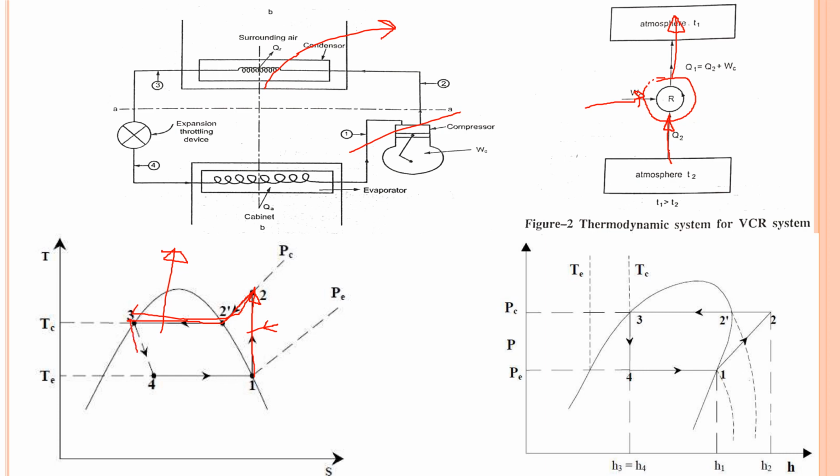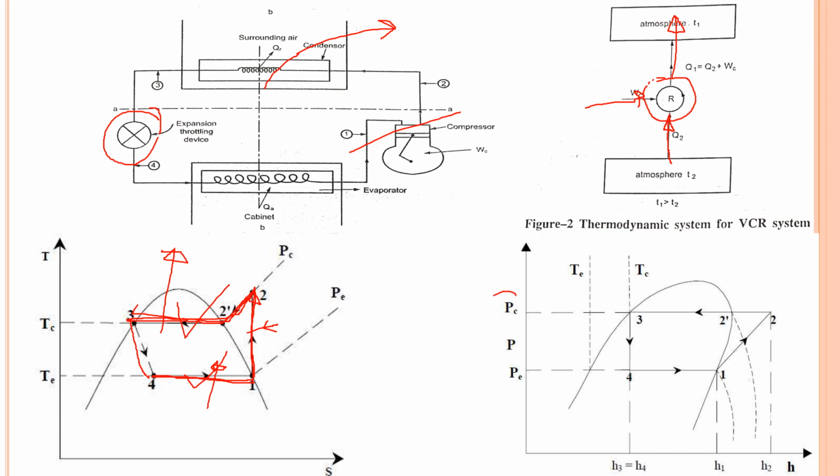3 to 4 is an isenthalpic process that takes place in the expansion device. 4 to 1 is the heat absorption process. Heat is absorbed in the evaporator. So in the 1 to 2 process, you can say a rise in temperature will be there. In 2 to 3, constant temperature heat rejection will be observed. In a similar way, in the 4 to 1 process, you will again observe a constant temperature heat addition process. So here and here latent heat comes into the picture.